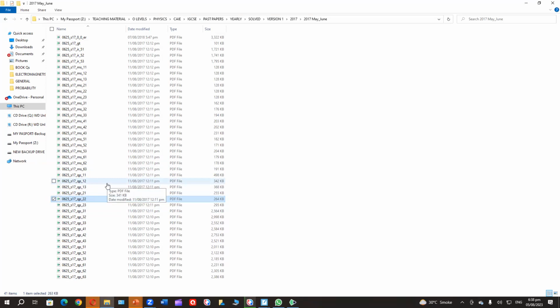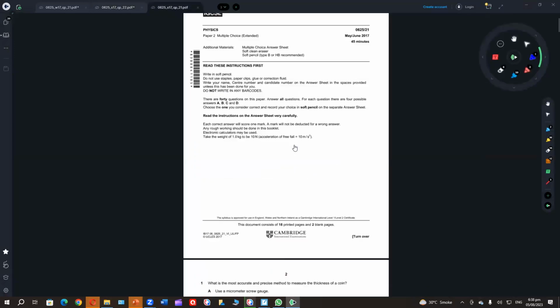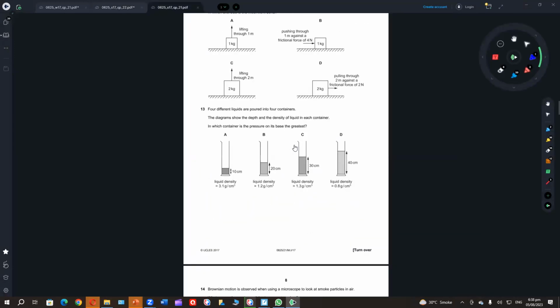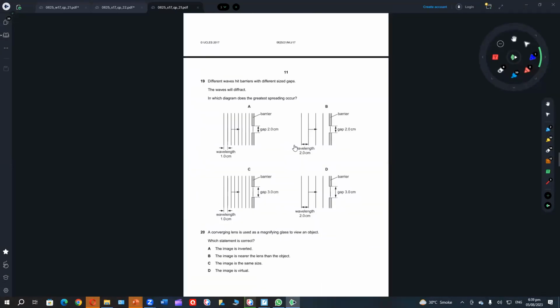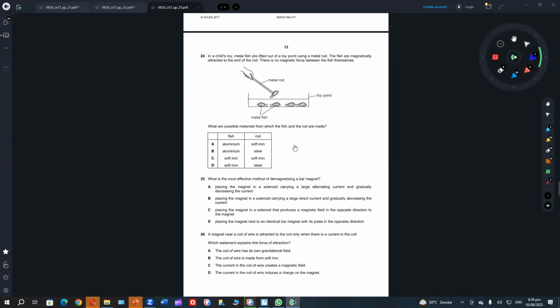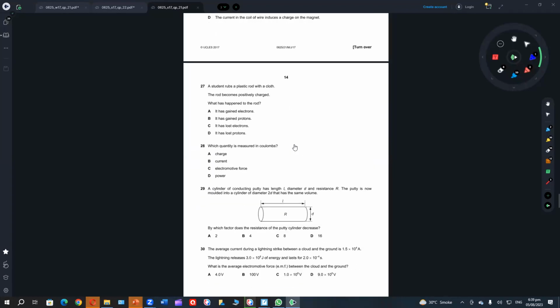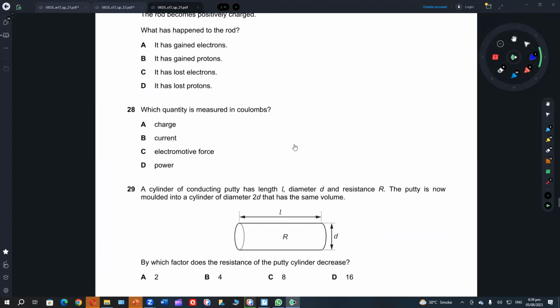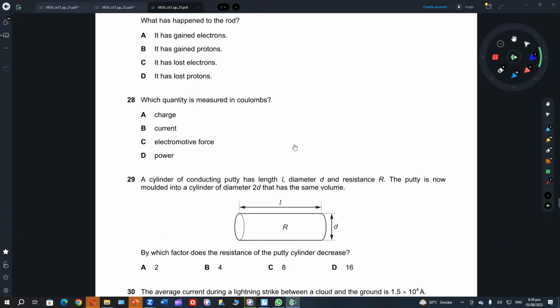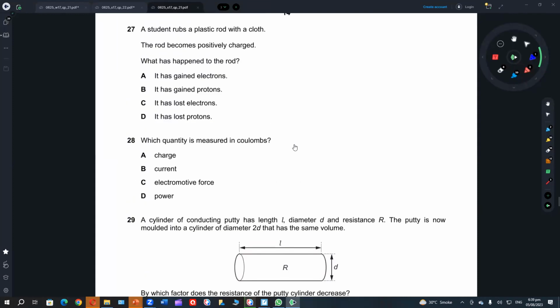Another question. May, June 2017, paper 21, question 27. Okay, you try this question. I'm just coming. I have to say namaz and you just do this question. There are two questions, 27 and 28, and I'm just coming.